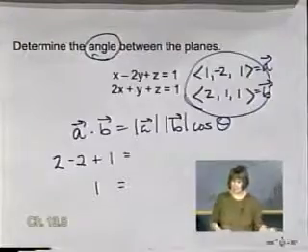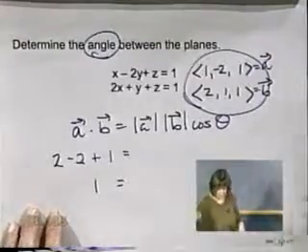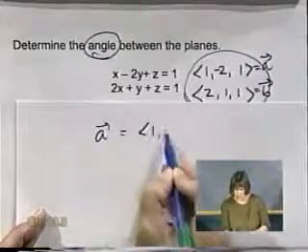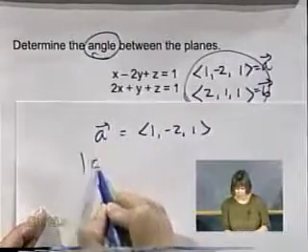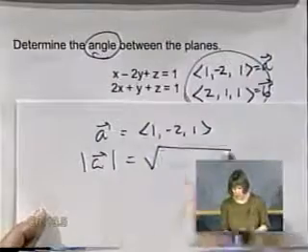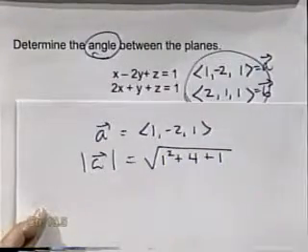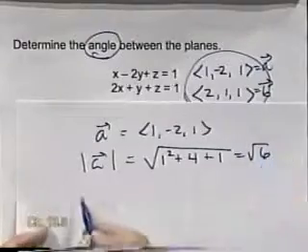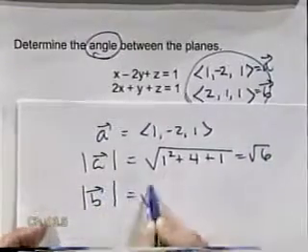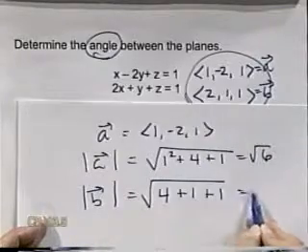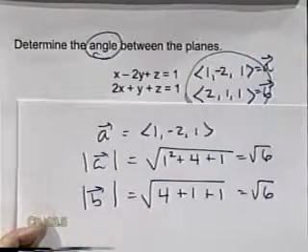Okay, how do I get the magnitude of A? How do we do that? Vector A here was 1, negative 2, 1. How do we get its magnitude? Square root of x component squared plus y component squared plus z component squared, so it's just square root of 6. How do we get the magnitude of vector B? Same thing. 2 squared plus 1 squared plus 1 squared, square root of 6.